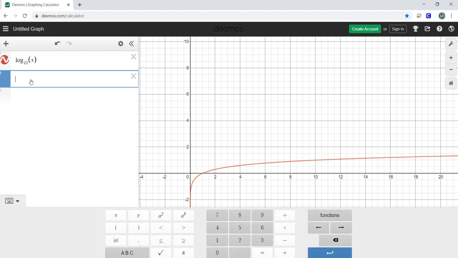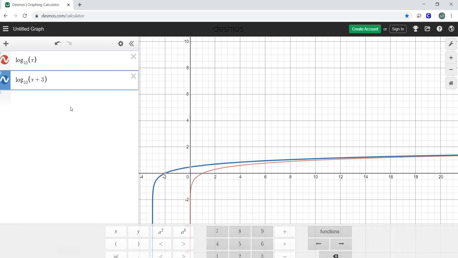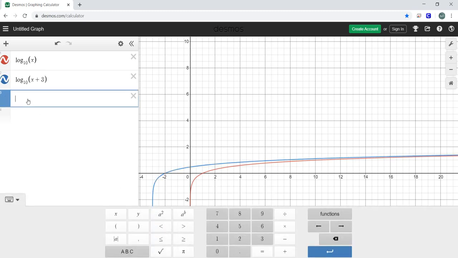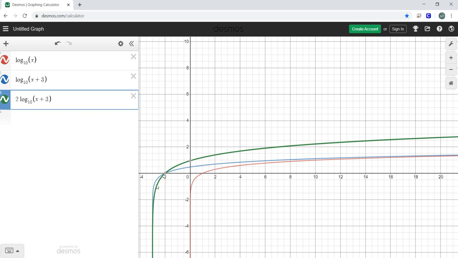Now let's graph this one. When we added the plus 3, remember this 3 will make the function shifted 3 units left. Now there we go. We have the new one. It is shifted 3 units left. And now let's multiply it by 2. We will just have the 2 in the front. Guess what happened? If you compare the blue function with the green one, they originate from the same point, but the green is sharper because it's stretched. It is increasing faster than the blue one.